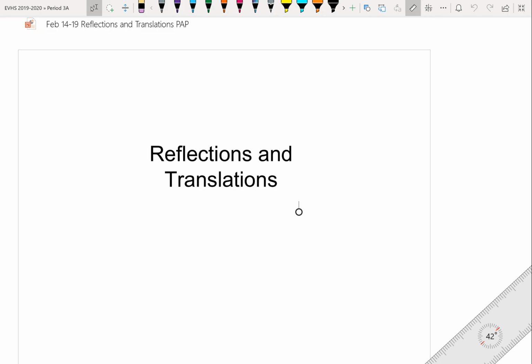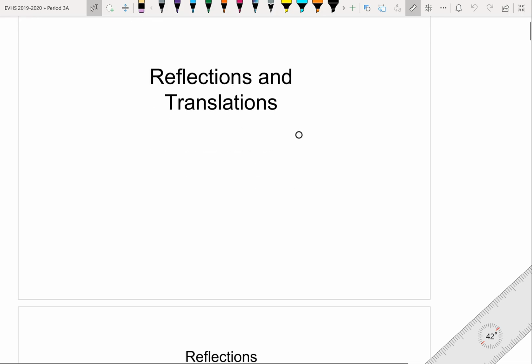So we're starting a new unit today about transformations. You've covered this before. We're talking about reflections, translations, dilations, and rotations, just like you did back in middle school. We're just going to go into a little bit more depth, and we're going to talk about some of the nuts and bolts that actually make these things work.